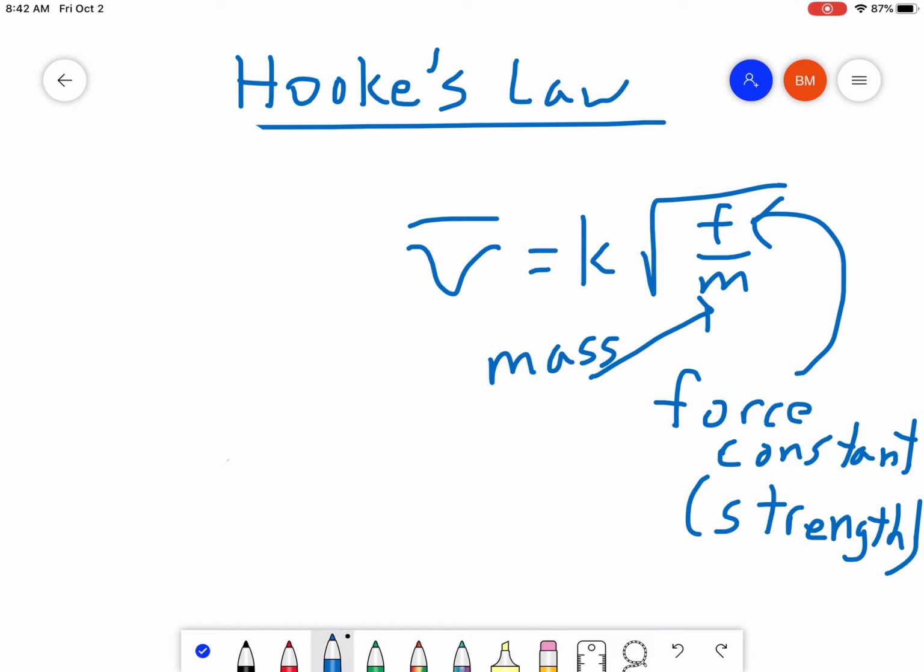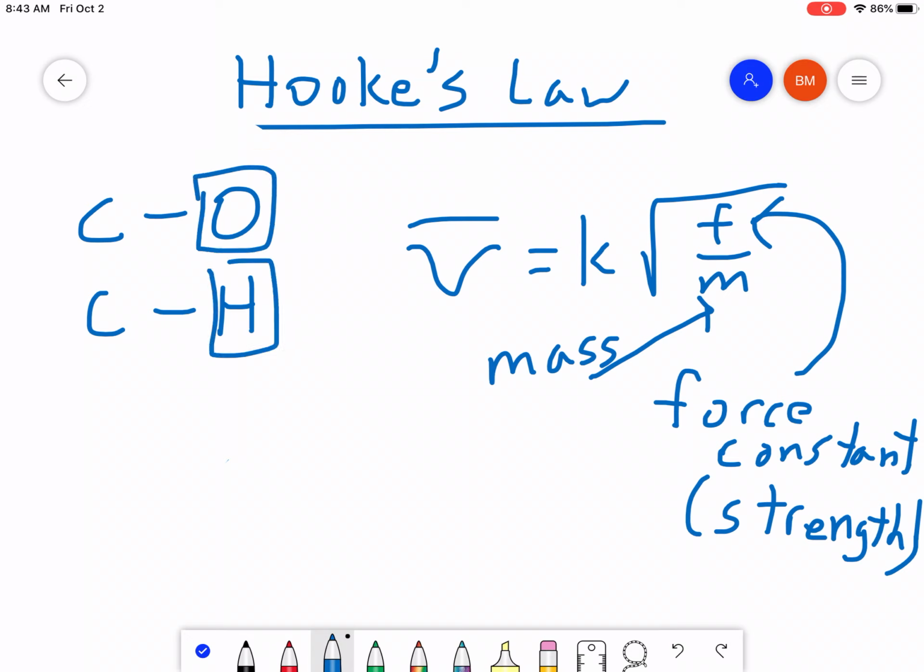We're going to compare a couple of different bonds here. CO single bond and CH single bond. All right? So looking at these, what's the only difference between these two bonds? That's going to be whatever is attached to the carbon, right? In both cases we have a carbon. In both cases we have a single bond. One of them we have an O, one of them we have an H. Guess what? Those atoms have different masses.